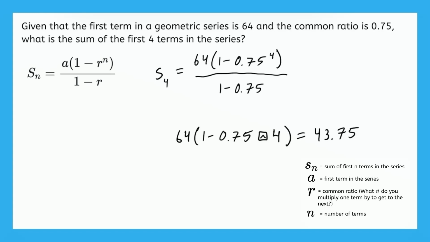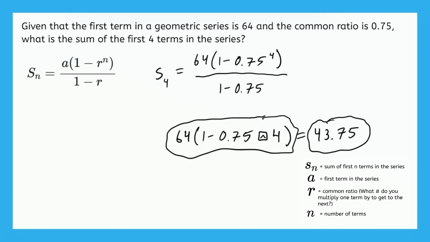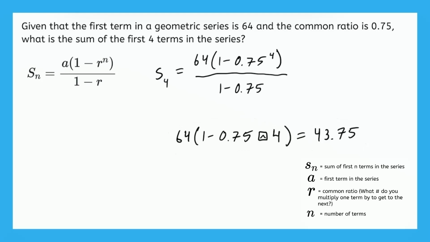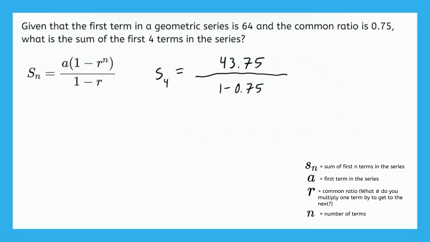So that entire numerator simplified is 43.75. These instructions right here are for using a scientific calculator. If you have a different type of calculator, your process might be a little bit different. So whatever type of calculator you're using, make sure that you're expressing this exponent of 4 correctly. So let's replace this entire numerator with 43.75. All right, now this is looking a lot more simplified.